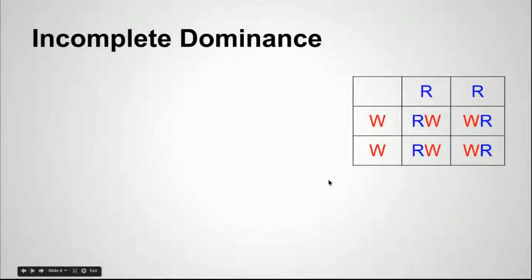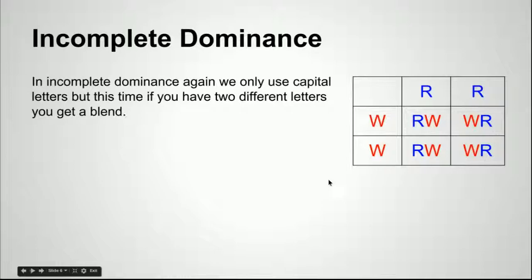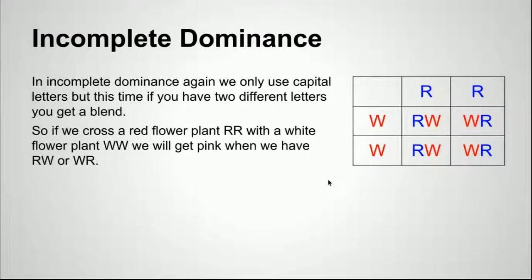Incomplete dominance is the one where we have some fun. That is because we do blending. So if you have one of each letter, you get whatever the blend is of that. So in our example, we're going to use red flowers and white flowers. And if we have an allele for both red and white, RW or WR, then what you wind up with is pink flowers. So if we cross a red flower with a white flower, we're going to get all pink.